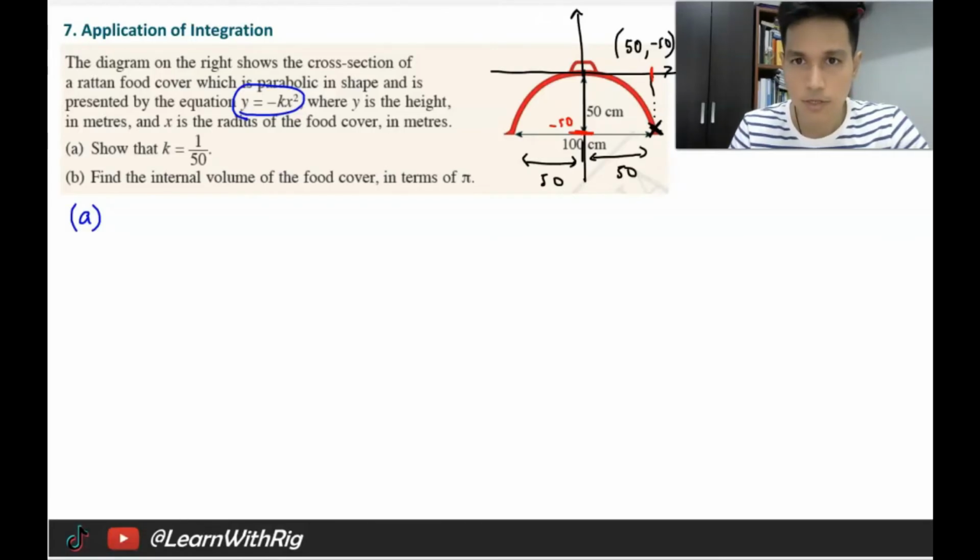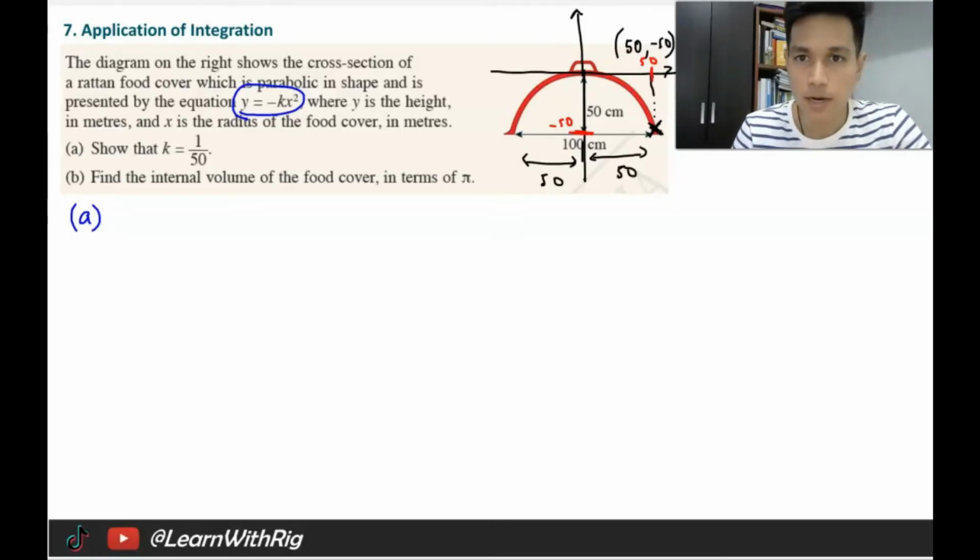Okay, so that's why here is also 50. So your coordinate at this particular point is 50 and negative 50. Now they want you to show that k equals this. To show it, you can take any particular point on this parabolic curve. You can also take this point if you want. You can take any point you want as long as you can find the coordinate.